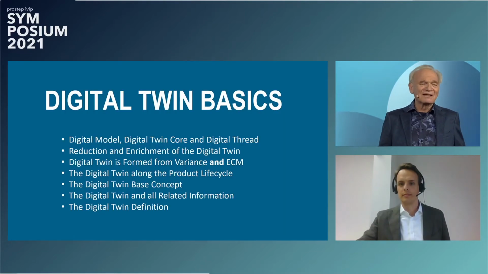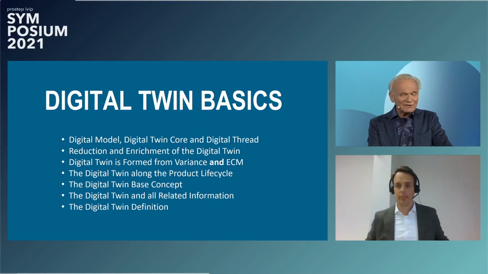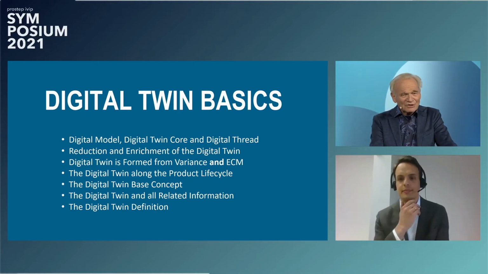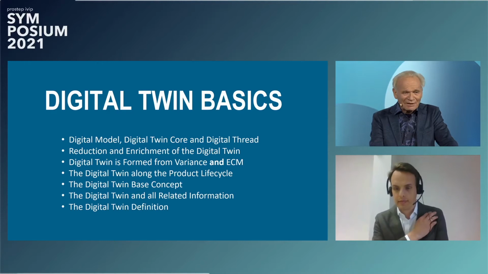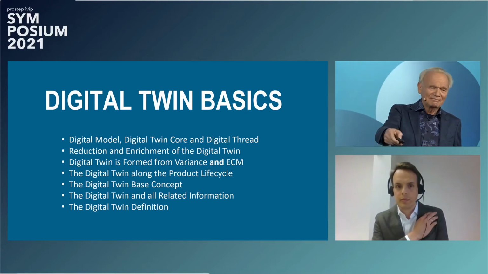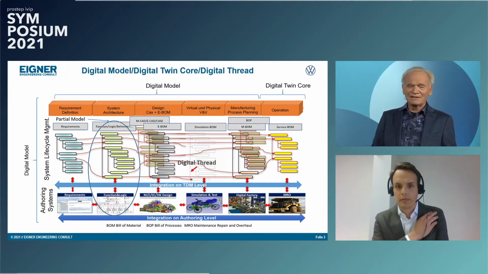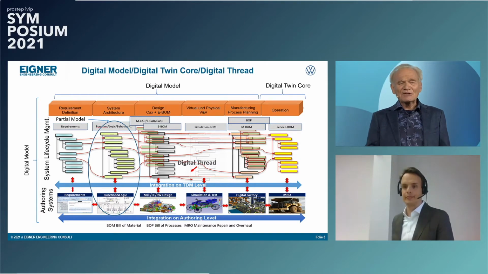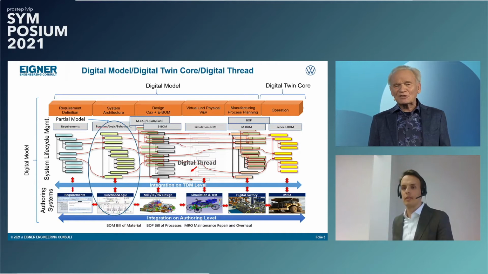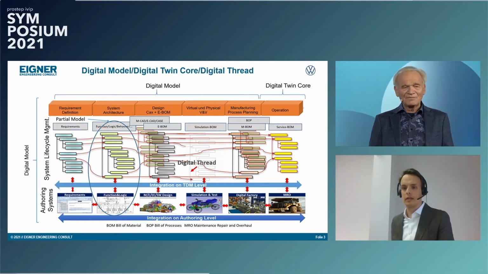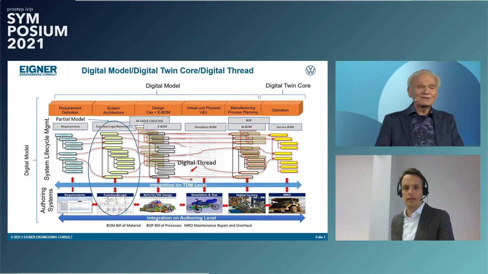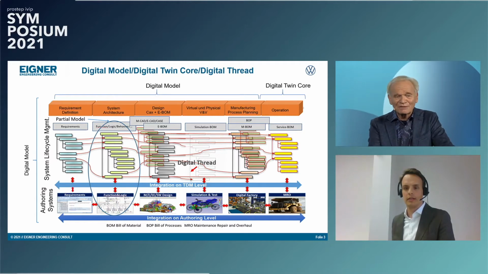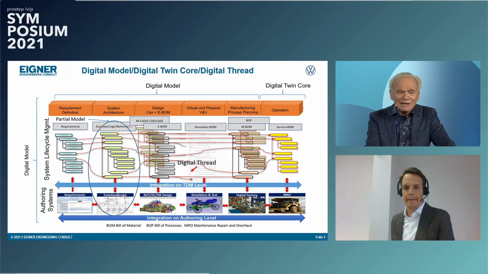Okay. So we will start with 6 fundamentals. And I would like to show you one slide for one fundamental. So we will start with this slide. I think some of you will know the slides. It is the relationship between the term digital model, digital twin core, and digital thread. So the digital model, in German we call it the so-called 150% model. It's the order-neutral model. It consists of many partial models along the product lifecycle.